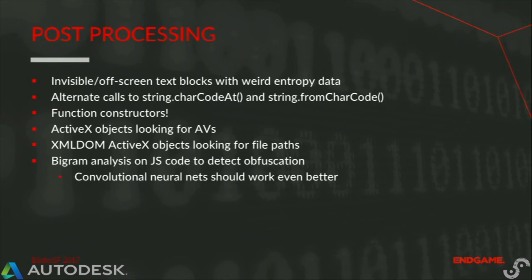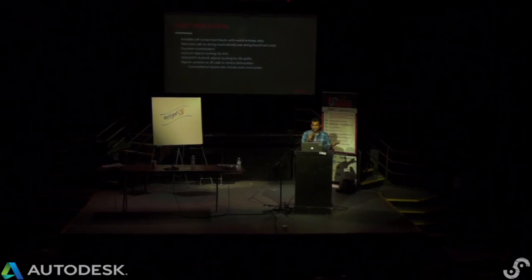And lastly, you could look at JavaScript code and be able to find out whether this is obfuscated, minified, or plain simple JavaScript. I did a simple bigram analysis and it was able to classify it really well. But if you have your machine learning chops, a convolutional neural network would do this really, really well.